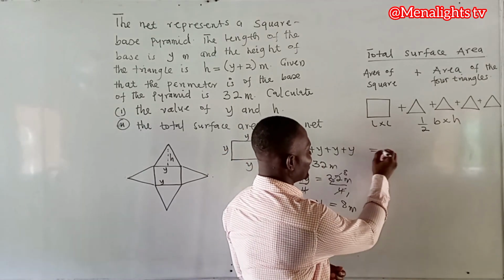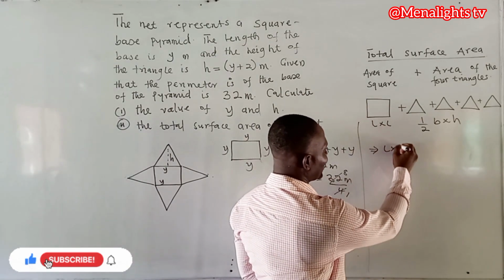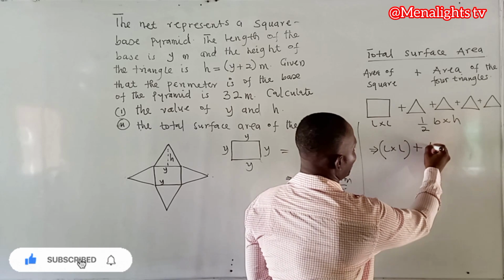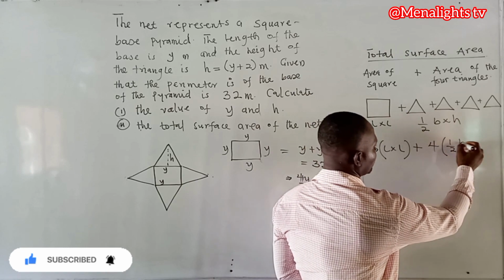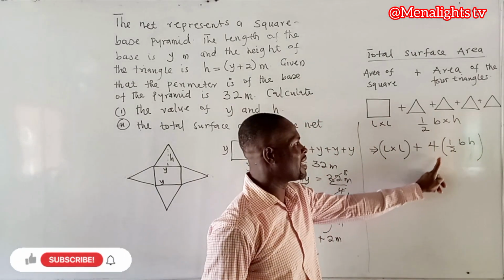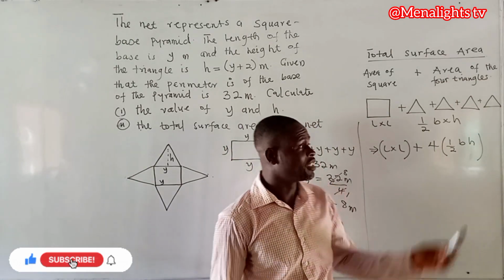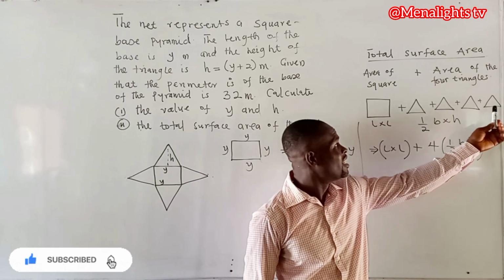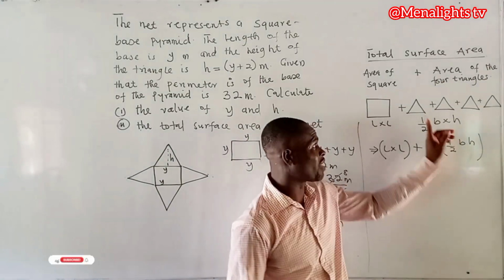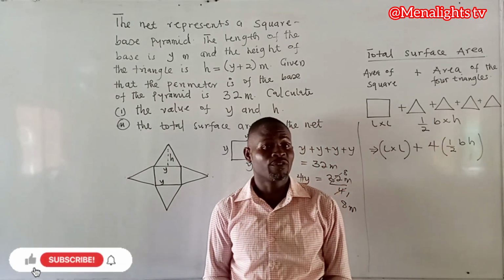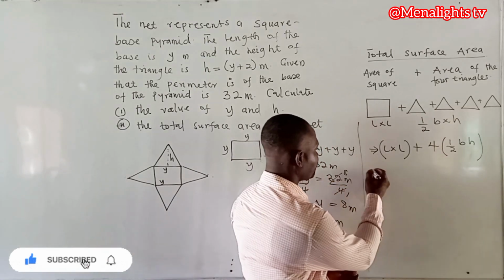So the square is having the length times the length, plus 4 into bracket, half of the base times the height. One may ask, where did you get the 4 from? This 4 is representing the 4 triangles that we have. Once we're able to find the area of one triangle, we multiply it by 4.